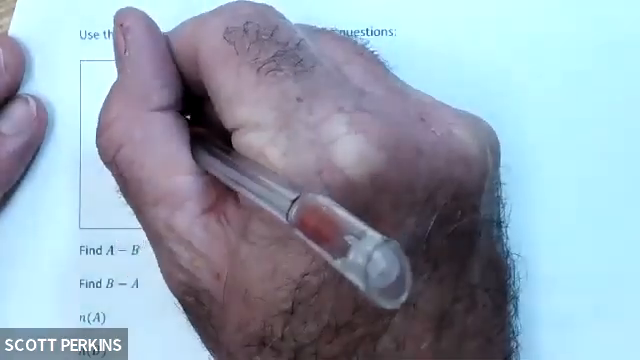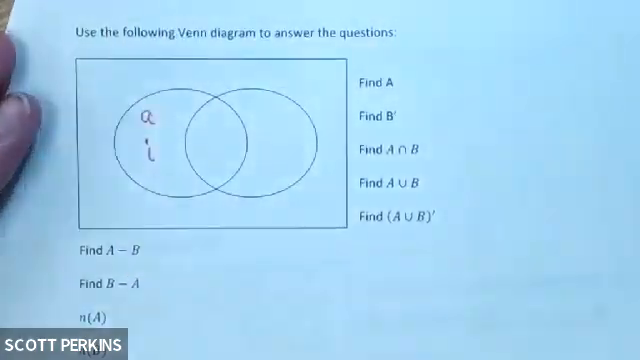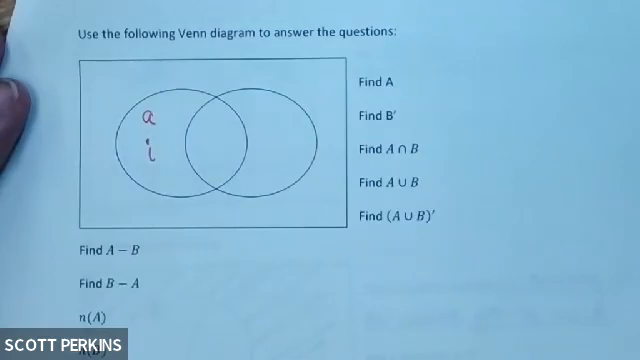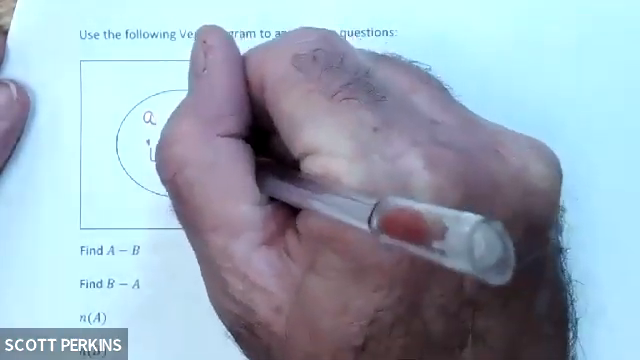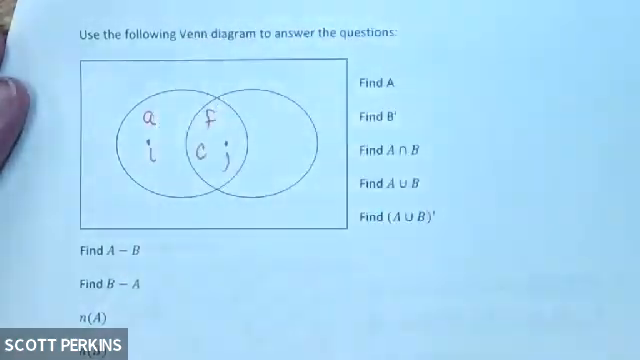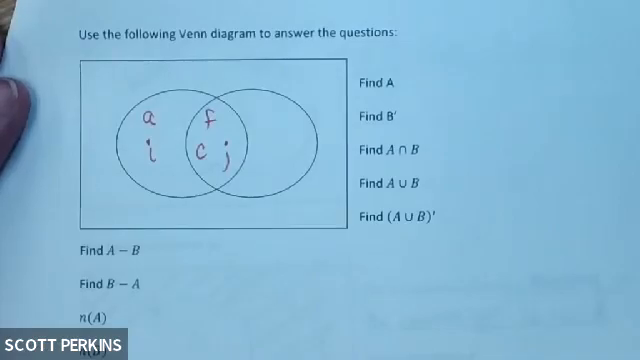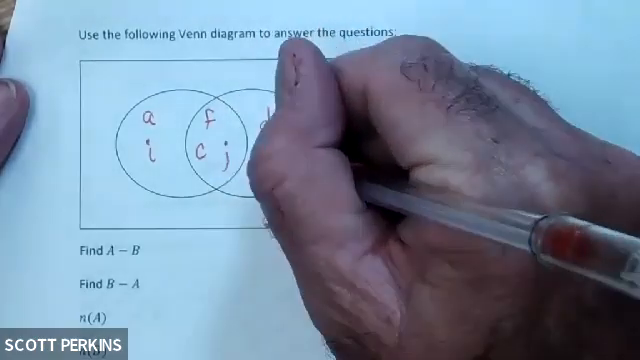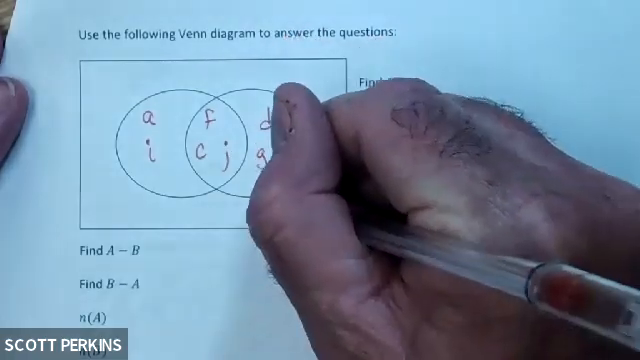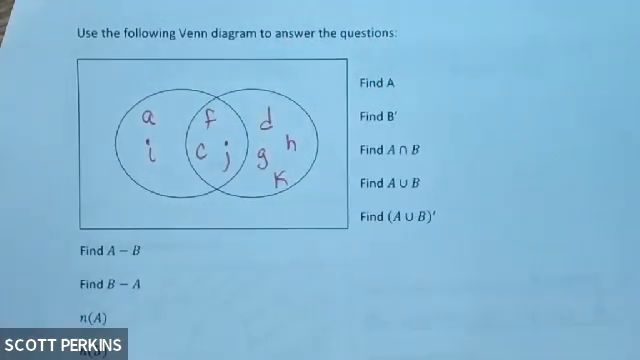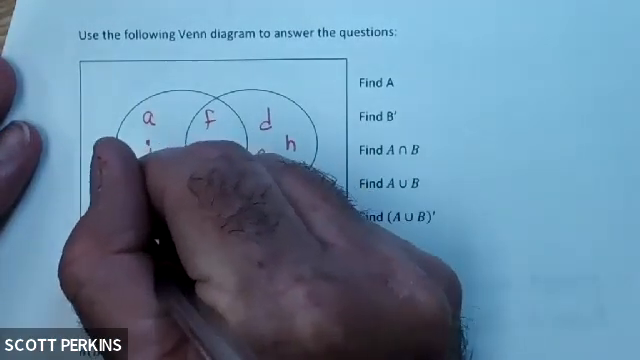So in this part out here, I'm going to put an A and an I. In the eyeball, I'm going to put an F and a C and a J. On the right side of it, I'm going to put a D, a G, an H, a K. And then last but not least, in the square around it, I'm going to put a B and an E.